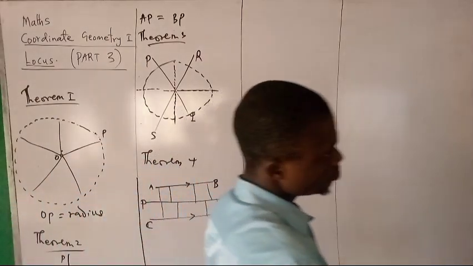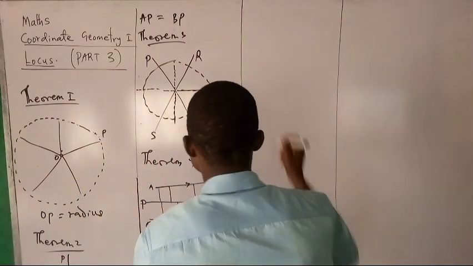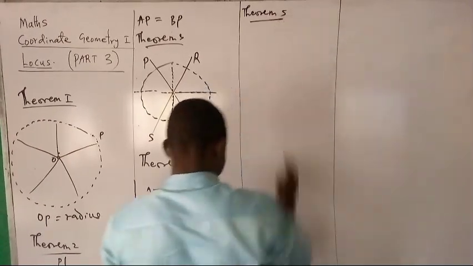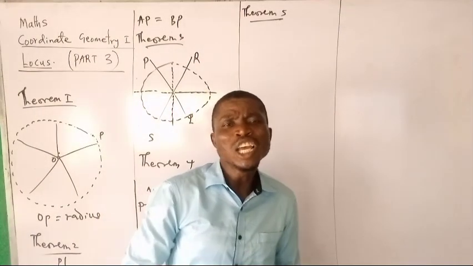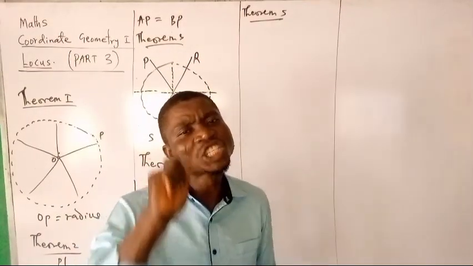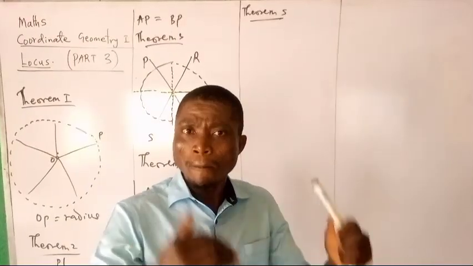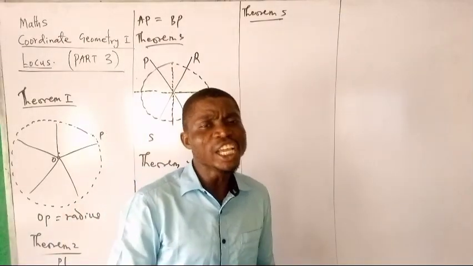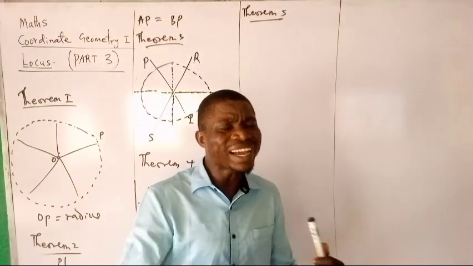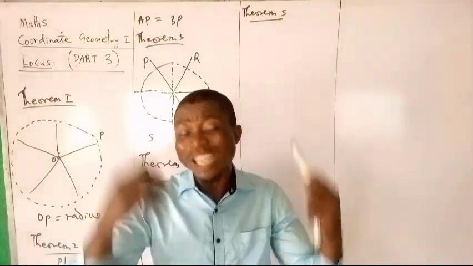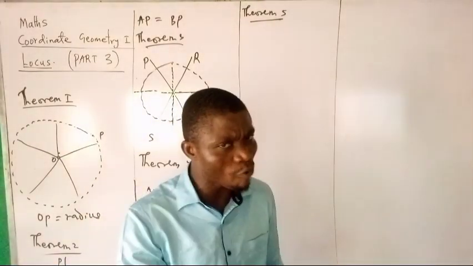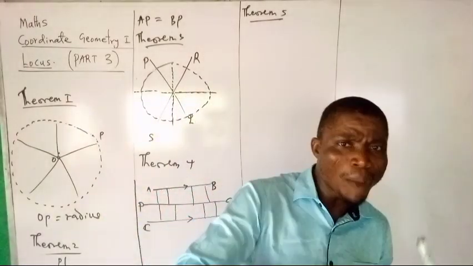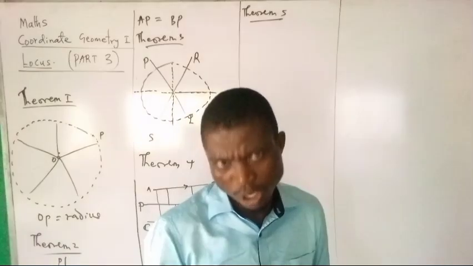Now, the next theorem, Theorem 5. It's saying that the locus of points equidistant from a given straight line is a line parallel to the given line, and in such a case the equation of the locus and that of the given line must have the same coefficients of x and y but different constants. Now I'll show you a JAM past question where they ask you this particular one I just made mention of.